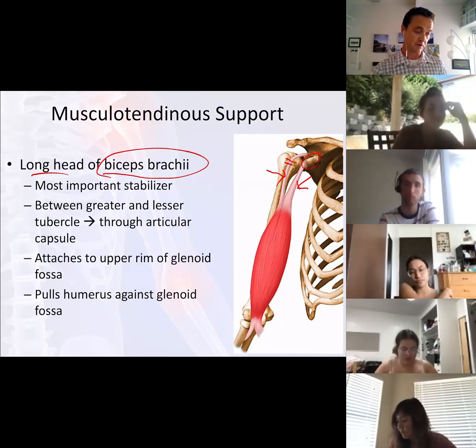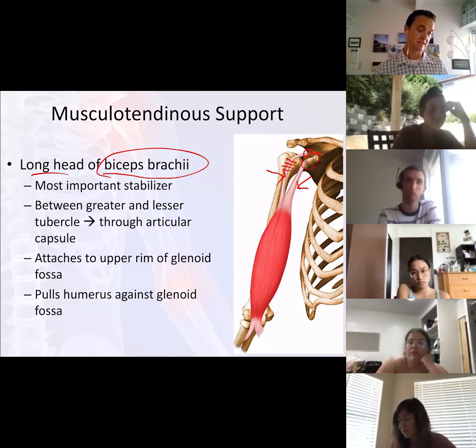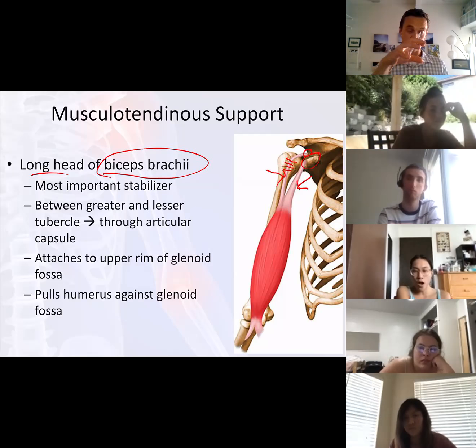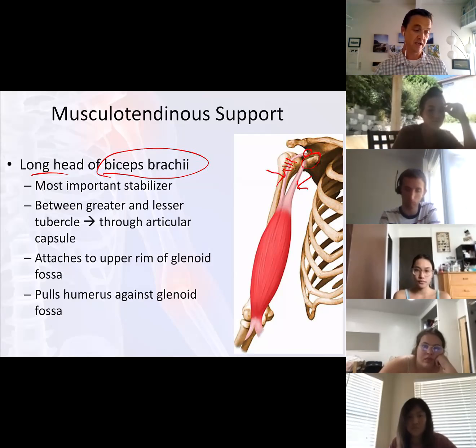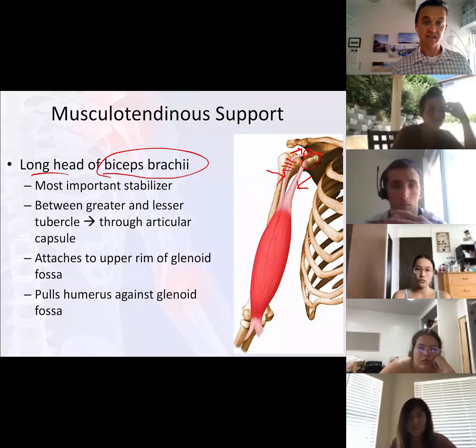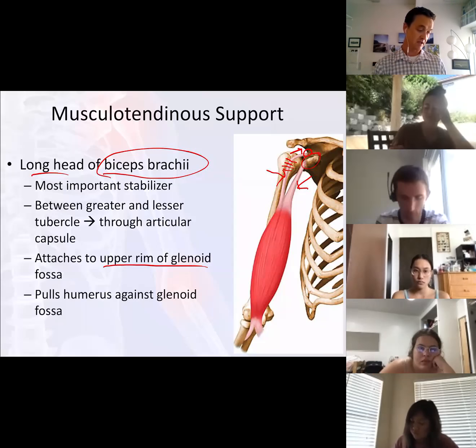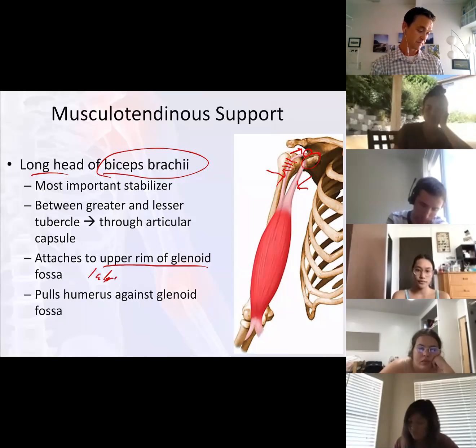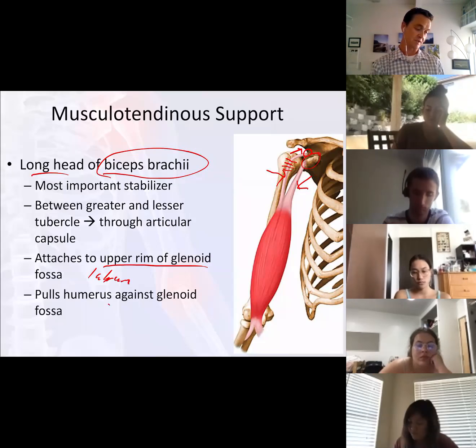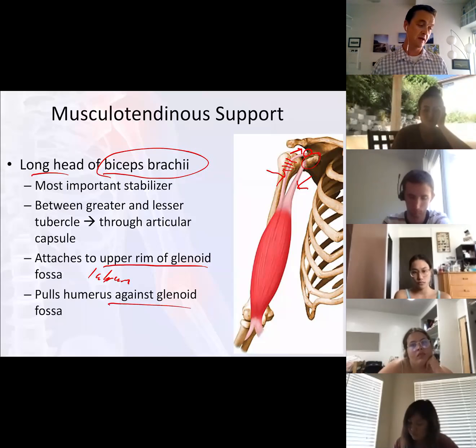Between the greater tubercle and the lesser tubercle, that little groove. And there's some ligaments that actually go over here and hold that thing down so it doesn't get out, okay? But that runs right up through there, and then it attaches right to the scapula there on the labrum, actually on the top of the labrum. And so that's an important stabilizer for the shoulder, because you can imagine that as that biceps contracts, it actually pulls the humeral head that direction into the socket. So that helps pull it and hold the joint together. It attaches to the upper rim of the glenoid fossa, which is where the glenoid labrum is, and it pulls the humerus against that glenoid fossa. So that's an important musculotendinous stabilizer of the shoulder.